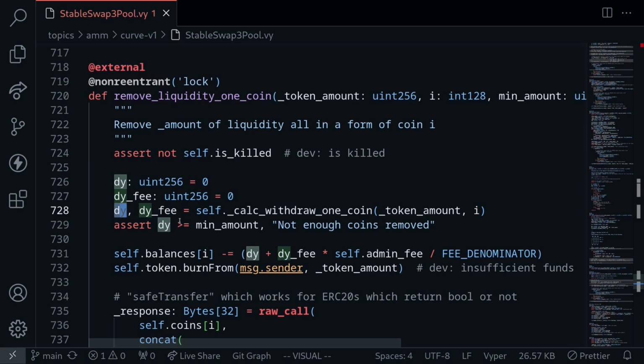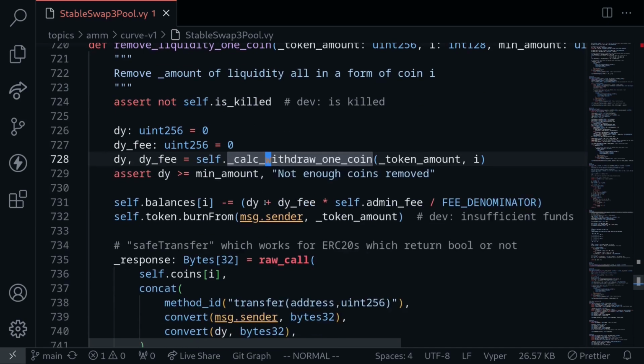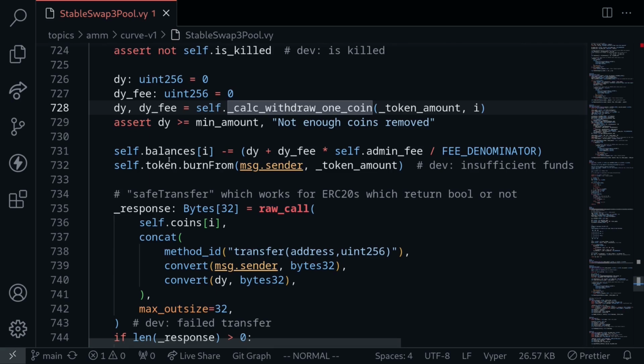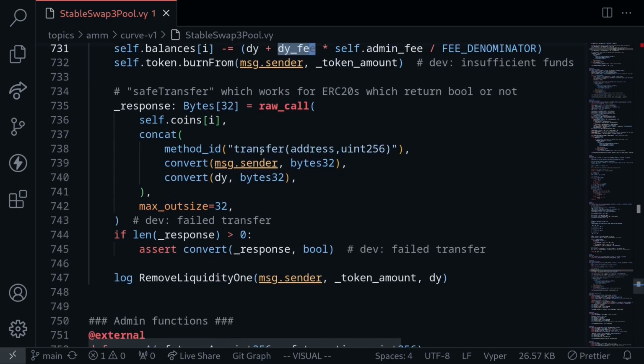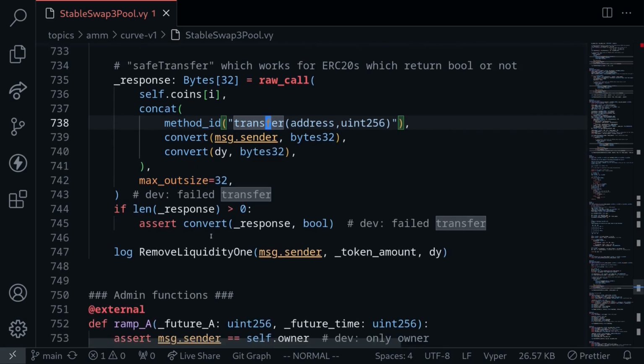And this calculation is done by an internal function called calc_withdraw1coin, which we will take a look at in the next video. It checks that this DY is greater than or equal to the minimum amount specified by the user, updates the token balances, minus DY from the current balance of tokens, and also a fraction of DY fee is given to the admin, so we also minus this from the current balance. Burn the LP tokens, send the tokens by calling the function transfer, and then that completes the function remove liquidity 1 coin.